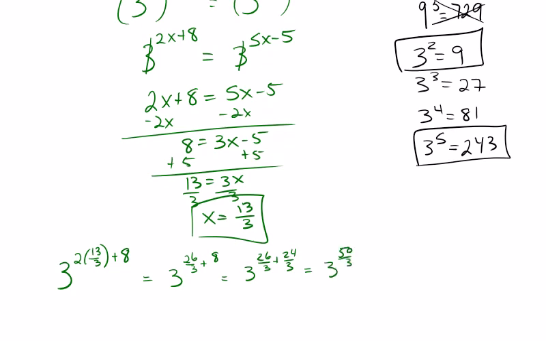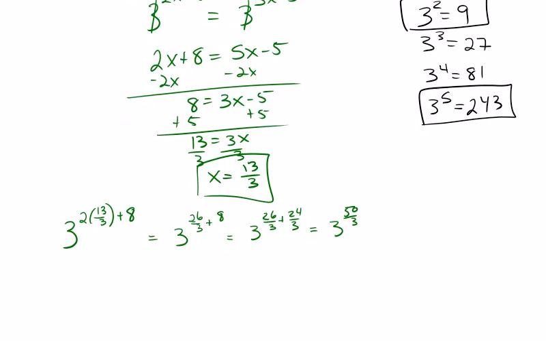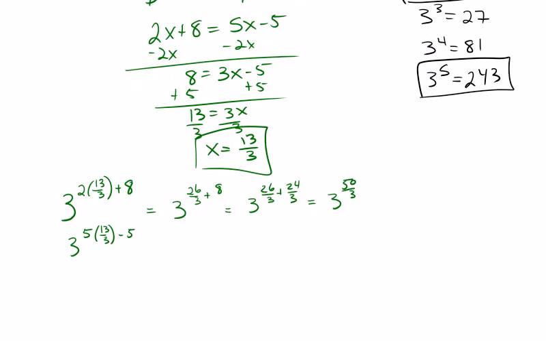Okay, now let's check the other side. So the other side is saying 3 to the 5 times 13 over 3 minus 5, which means we would get 3 to the 65 over 3 minus 5. Then with the common denominator, 3 to the 65 over 3 minus 15 over 3, which also gets us 3 to the 50 over 3.